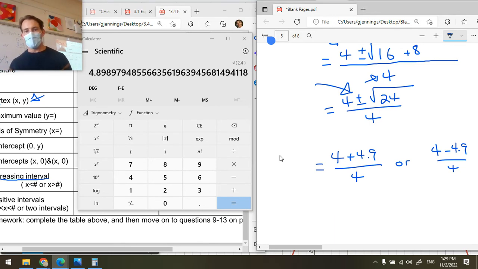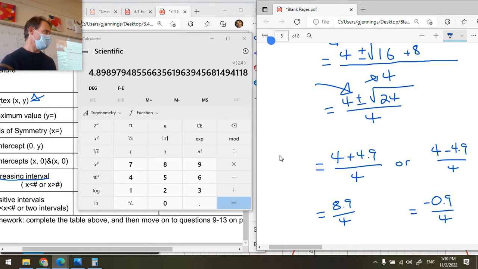So 4 plus 4.9 over 4 is 8.9 over 4. It's a little bit bigger than 2, a little bit smaller than 2.5. And then 4 minus 4.9 over 4 is equal to negative 0.9 over 4. Okay, that's a little bit less than a quarter, but negative. Actually, I should say a little more than a quarter, but negative.